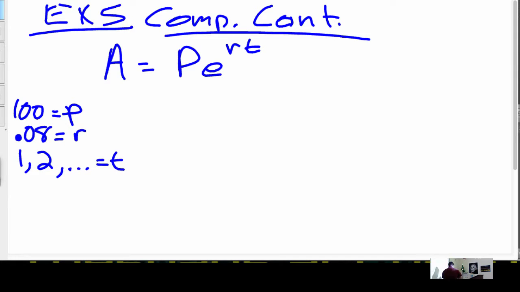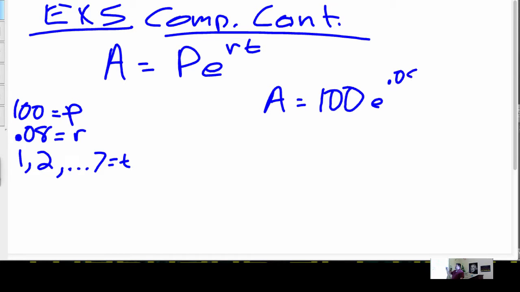So at 1 year, how much money will she have? At 2 years, how much money will she have? At 3 years, and so on and so forth, and it says go all the way to 7. So we want to find out how much she has for the first year, second year, third year. All right. So her amount is equal to the principal, which is 100, times e raised to the rate, which is 0.08 times t. But on our calculator, we're going to make that an x. So in your book, it'll look like this, t.